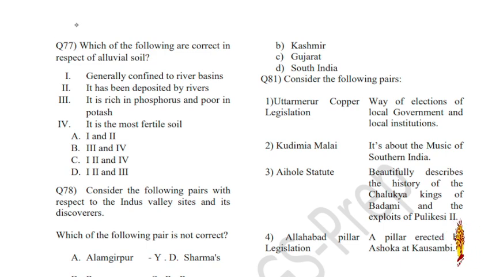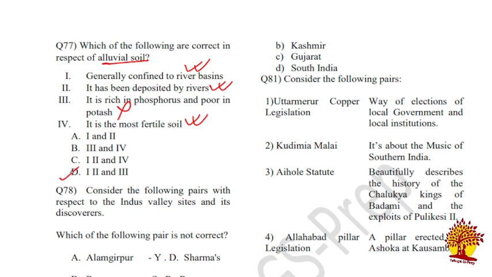Alluvial soil, generally they are confined to river basin. Okay, correct one. It has been deposited by rivers, very fertile soil. Then it is rich in phosphorus and poor in potash. It is a wrong statement here. Then fourth one, it is the most fertile soil. Among the soils, it is the most fertile soil.